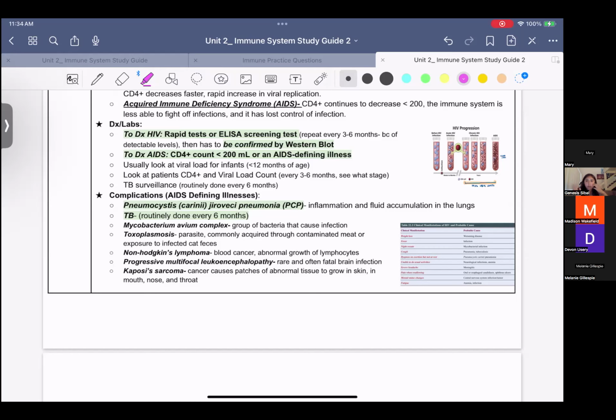So you don't necessarily need to know what they are. You just need to know they need to be confirmed. That after you do one, you have to do the other.